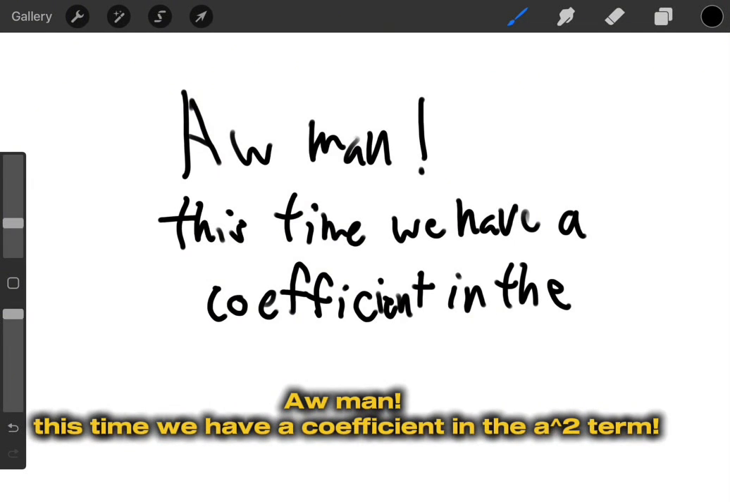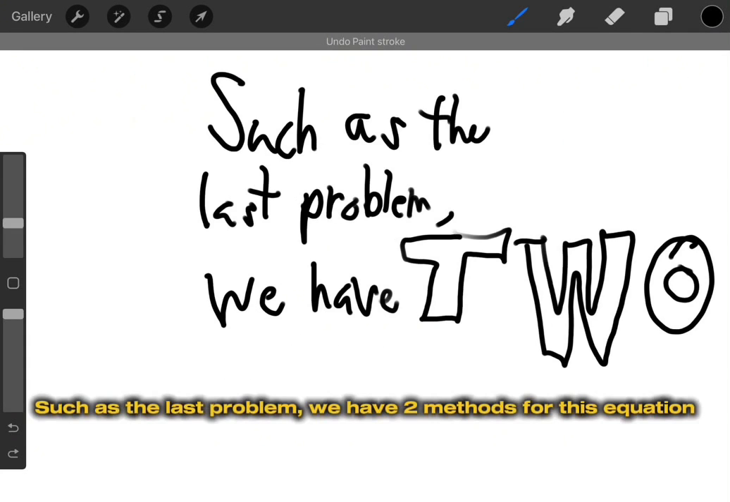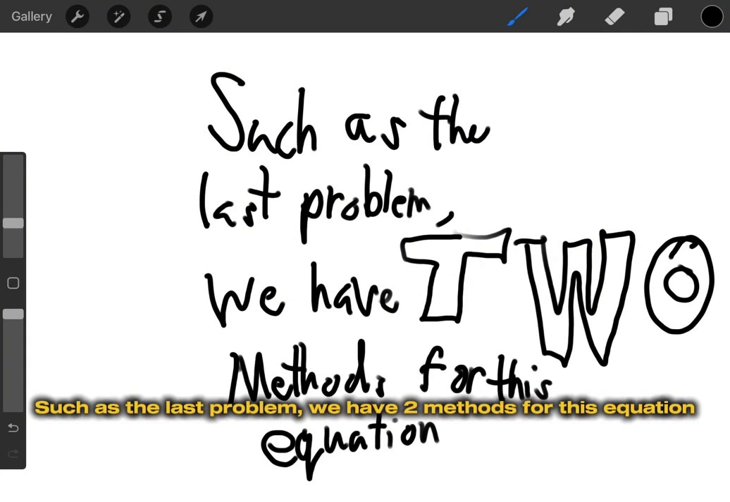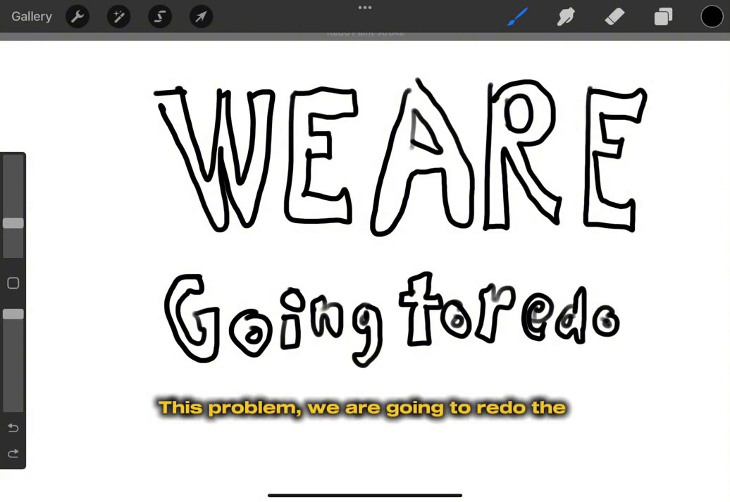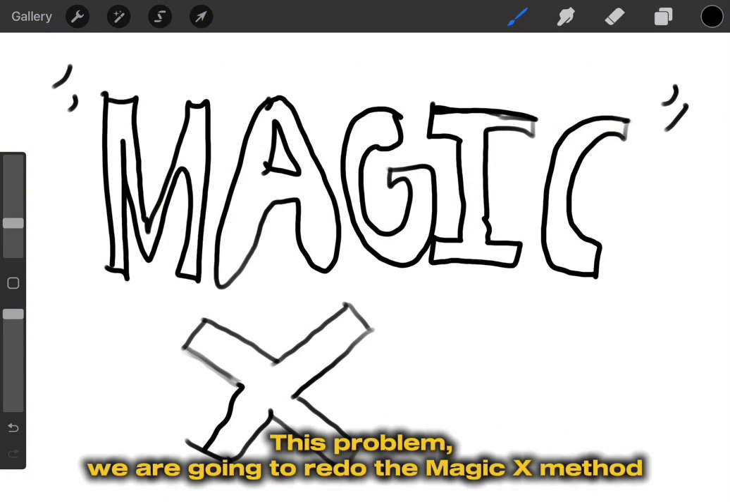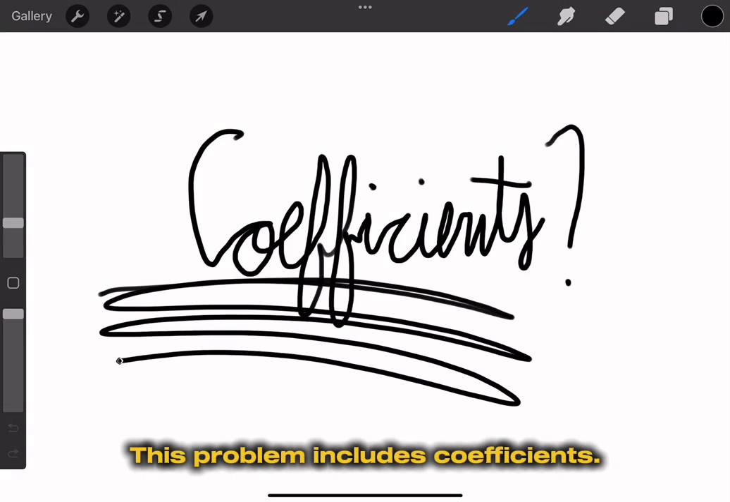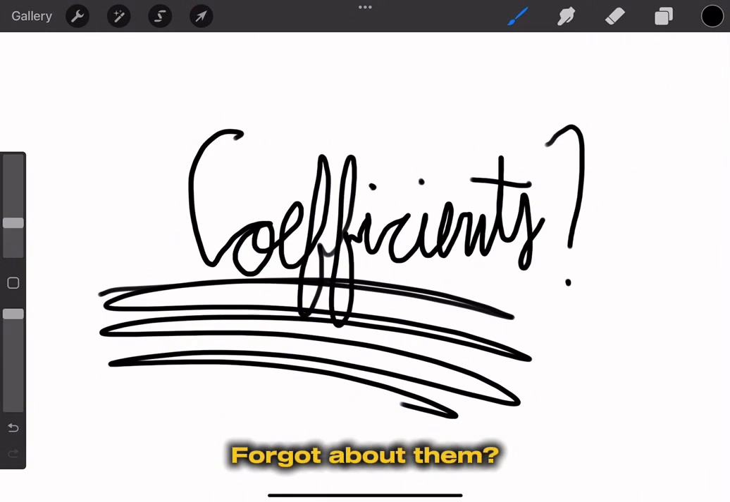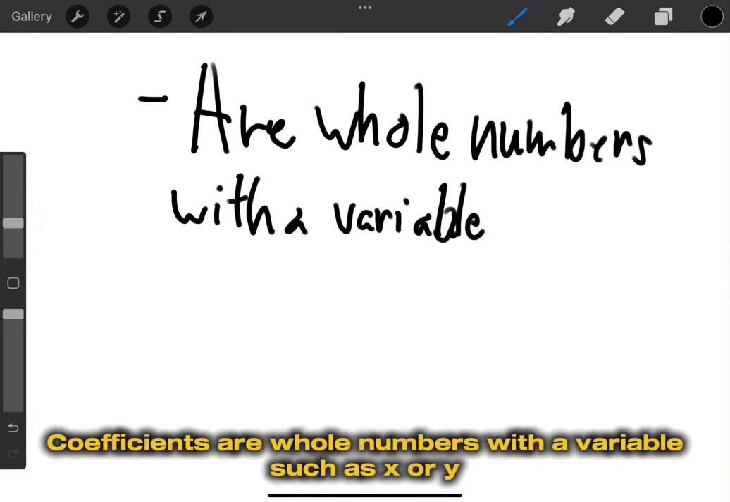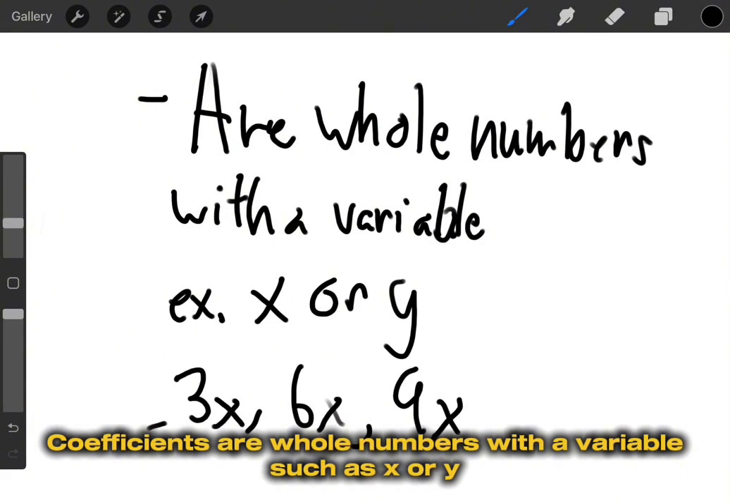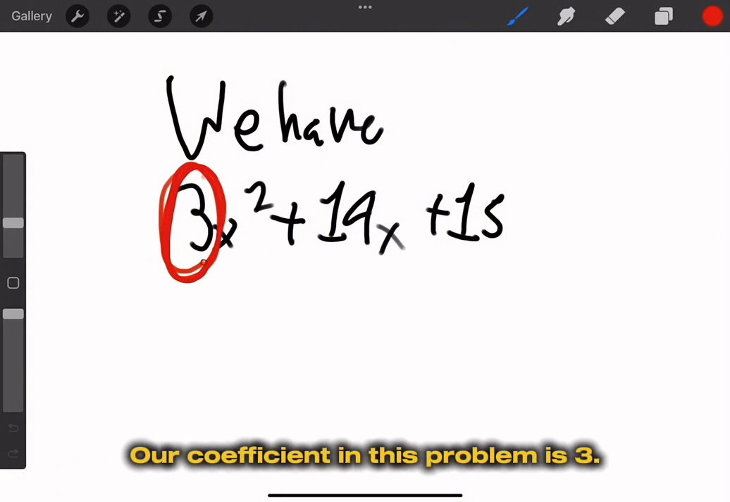Oh man, this time we have a coefficient in the a squared term. Just like the last problem, we have two methods for this equation. For this problem, we are going to redo the Magic X method. We have 3x squared plus 14x plus 15. This problem includes coefficients. Forgot about them? Coefficients are whole numbers with a variable such as x or y. Our coefficient in this problem is 3.